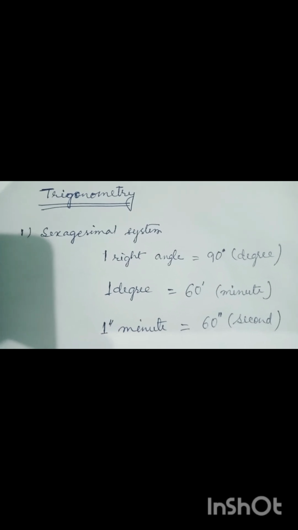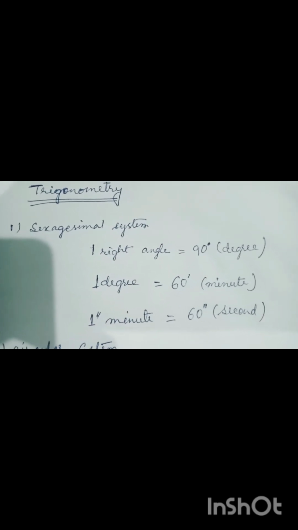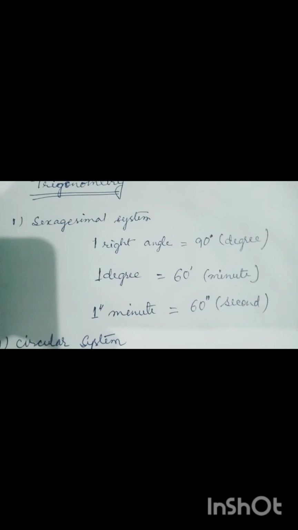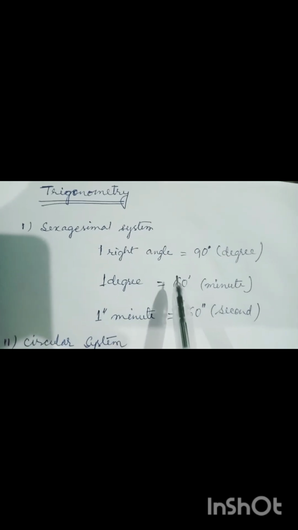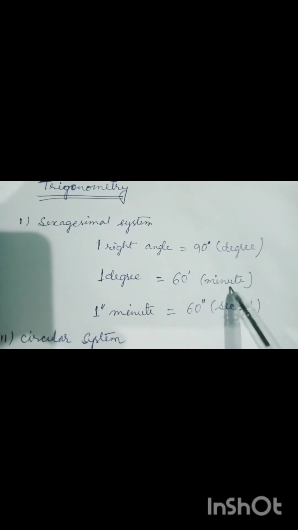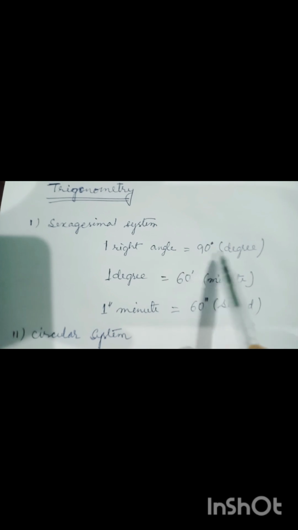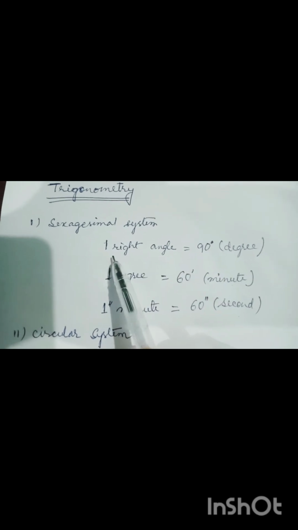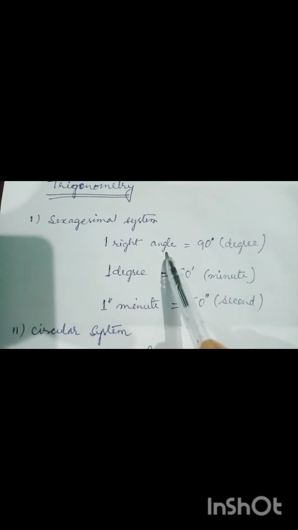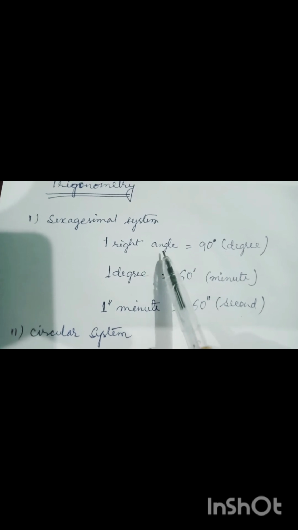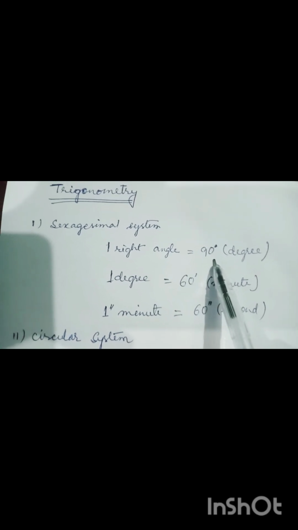Friends, in trigonometry, we generally use two systems of units of measuring an angle. These are the sexagesimal system. In this system, the angle is measured in the form of degrees, minutes, or seconds. So let us first consider angle in the form of degrees. If we say one right angle, that means the value of one right angle is equal to 90 degrees.